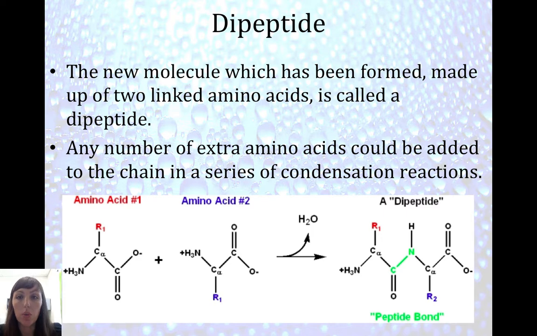The new molecule which has been formed, made up of 2 linked amino acids, is now called a dipeptide. Any number of extra amino acids could be added to the chain in a series of condensation reactions. So you have a condensation reaction that occurs here, you lose a water molecule, there's the bond between the carbon and the nitrogen, and this could keep on going and going, building a long protein.